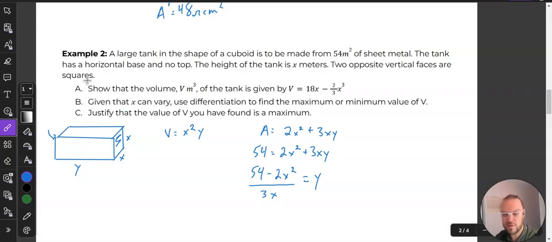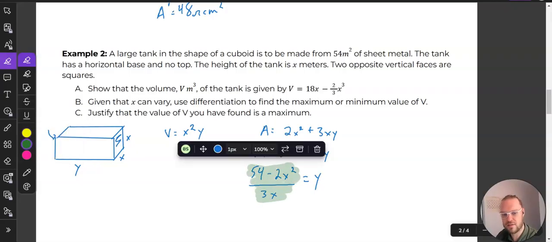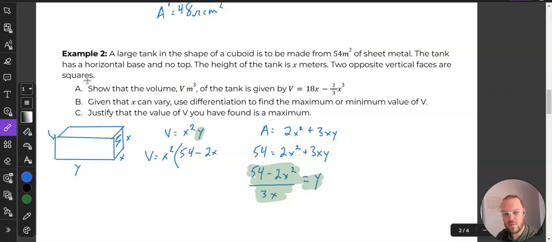If you're having some trouble with the algebra, pause it, review it, right? But this is stuff we've done before, so we don't need to really go over it. Then what we're going to do is take that and plug it in for y. Because ultimately, this is y, so I can just replace that y there with it. So now my volume is going to be x squared times 54 minus 2x squared over 3x.